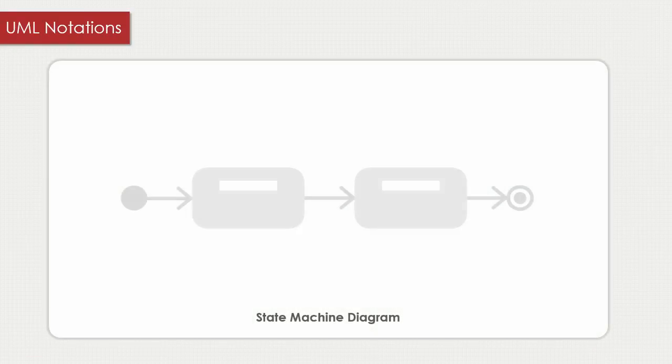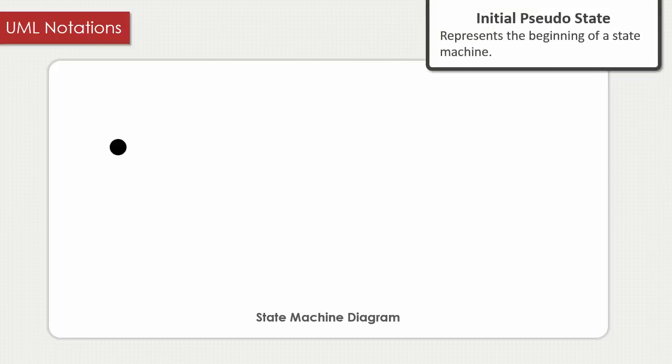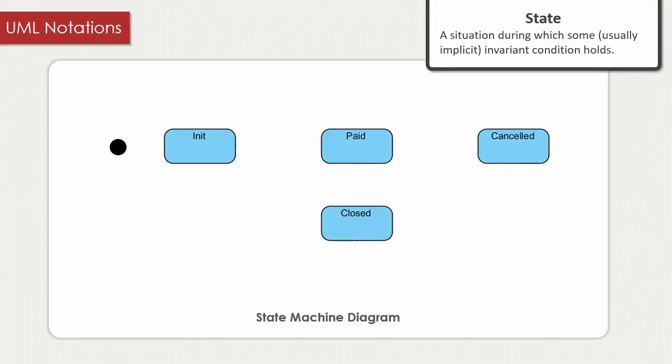And move on to the state machine diagram. The state machine diagram is very similar to the activity diagram, but they split from the UML tool. The state machine diagram has the initial state, which represents the beginning of the state machine, and you put all the possible and critical states in the state diagram. It's something like we have init, we have pay, close, and cancel. This is a kind of order status.